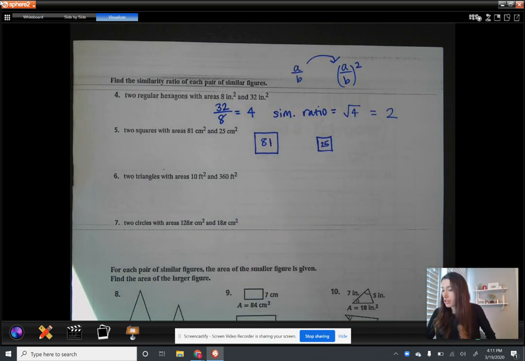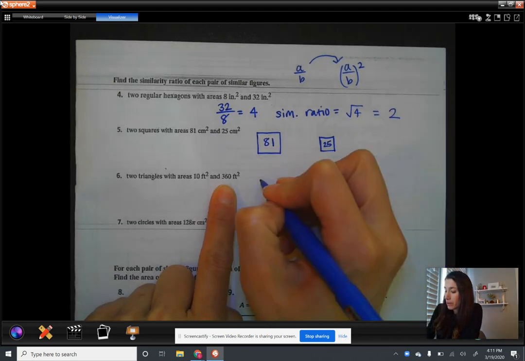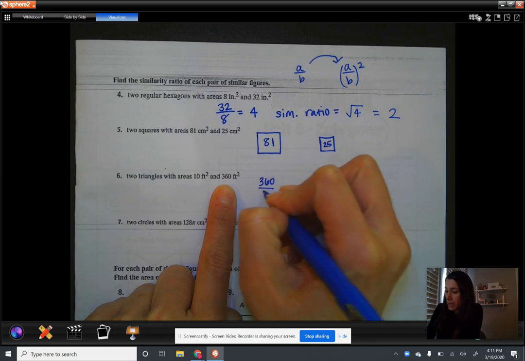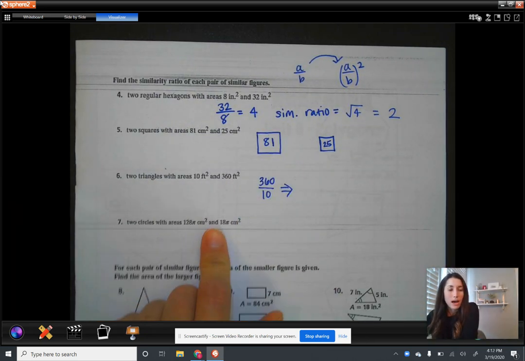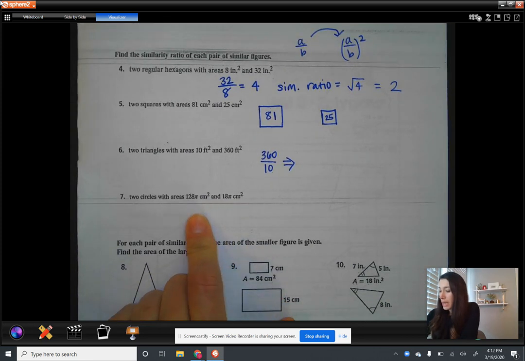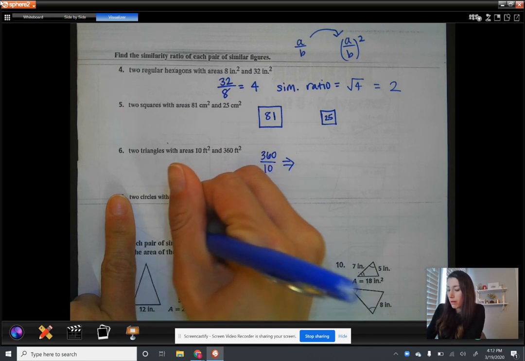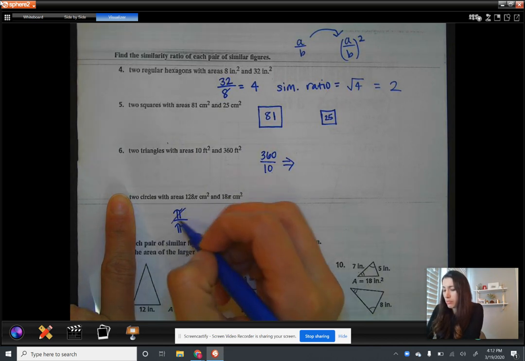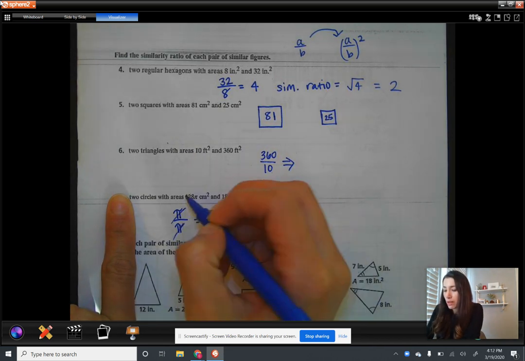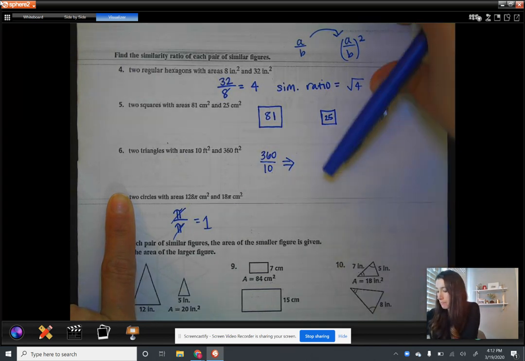And then here we have a triangle with area of 10 and 360. You can set it up as 360 over 10. I would simplify that first, and then you can take the square root. Same thing will go with this question. And also keep in mind, you're going to have a pi divided by pi. Well, think about what happens when you divide a number by itself. Pi divided by pi, that should simplify, and you'd be left with 1. So really then we're just looking at the 128 and the 18 when we're comparing them.